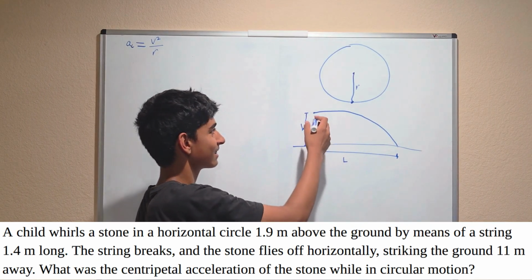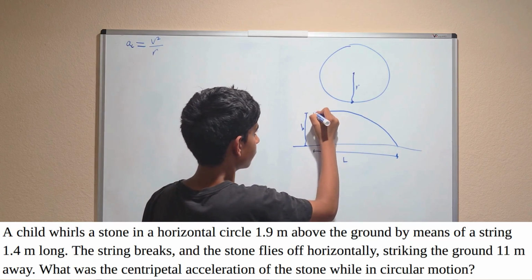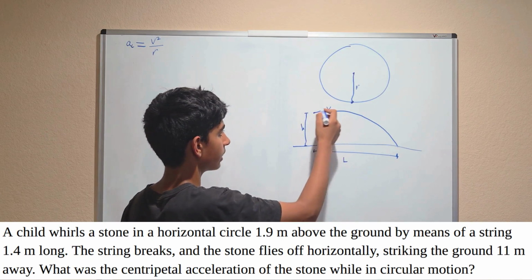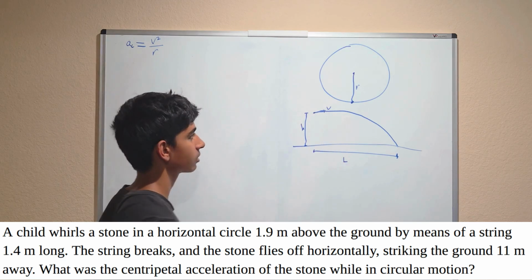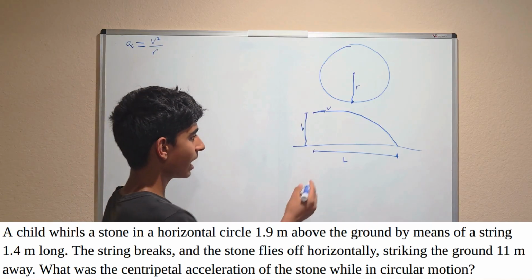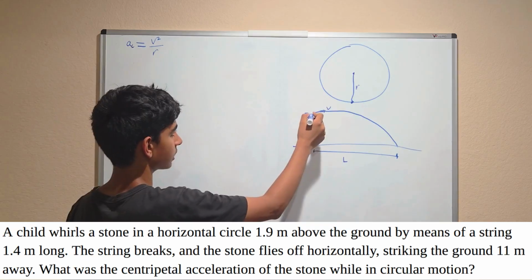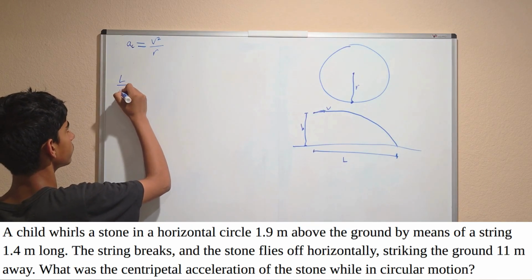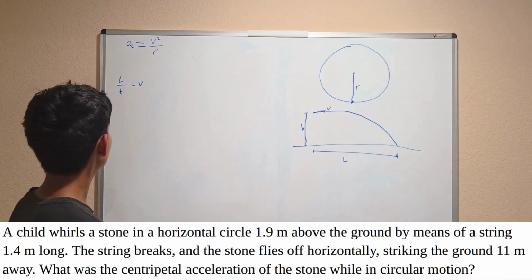We can find the speed of the stone when it was like this. It started with some speed v, and it fell like this. Based on these, we can find the initial speed of the stone. How though? Well, once we have the time, we can find the speed of the stone because this distance divided by the time is equal to the velocity, or the speed.